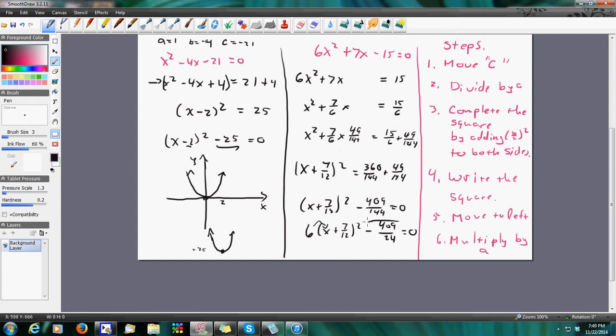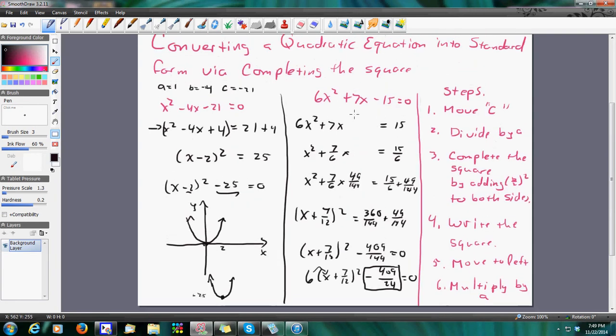You're also going to run into a problem with your vertex because of that 6. But this is how far down you have to go. And what is 409 divided by 24? Oh, 17.04. Yeah, it's pretty messy. But that's actually how you do it. So there you go. Now you know.